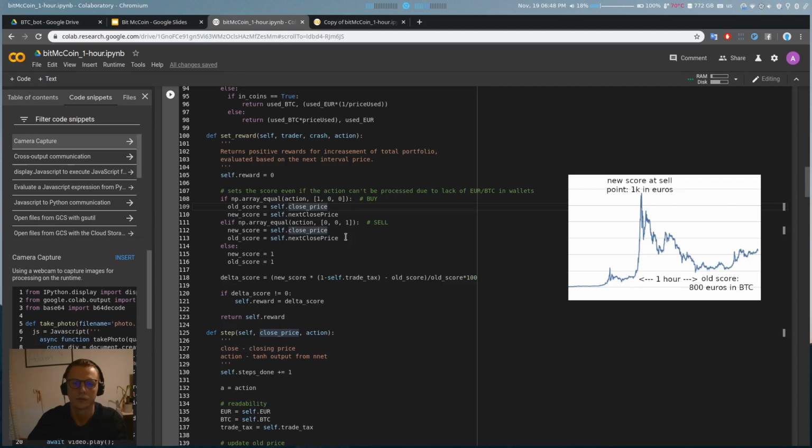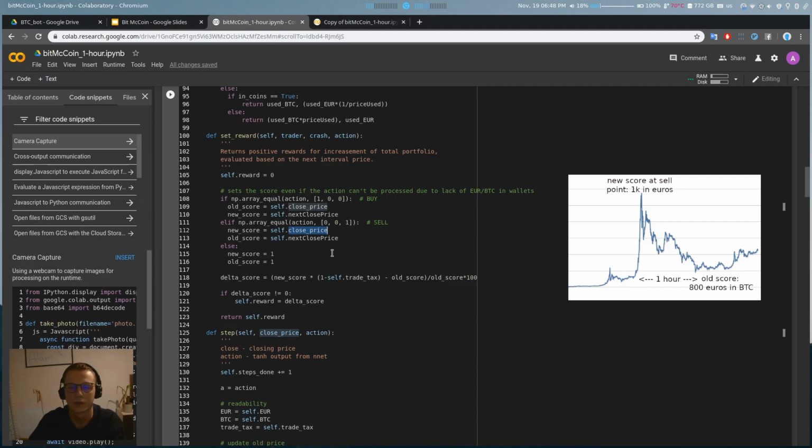So let's say the bot is now trading from Bitcoin to Euros. So it has 1 Bitcoin in the wallet. So the old score will be the next closing price for the next period. For this particular bot, it's 1 hour. So the mean price for the upcoming hour will be the old score, as the bot had its money in Bitcoins and Bitcoins fluctuate in price. While the new score will be the closing price, since the bot is converting from Bitcoin to Euros.